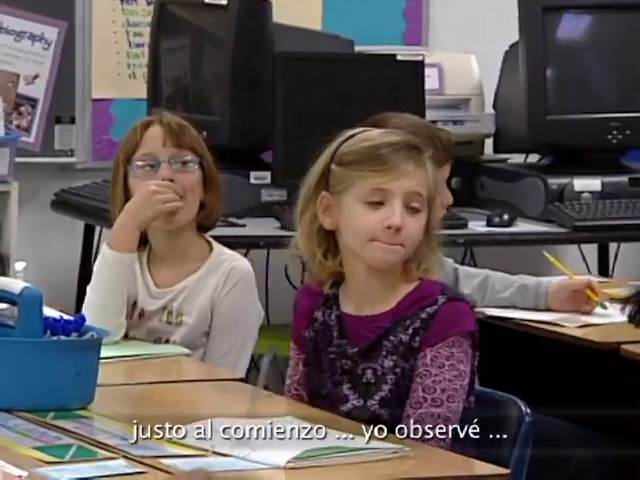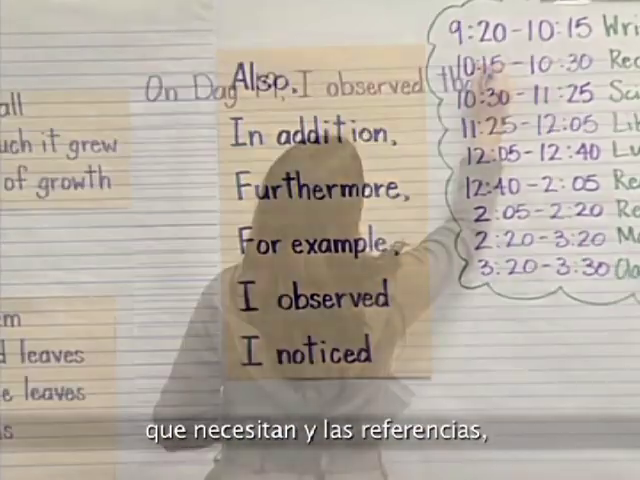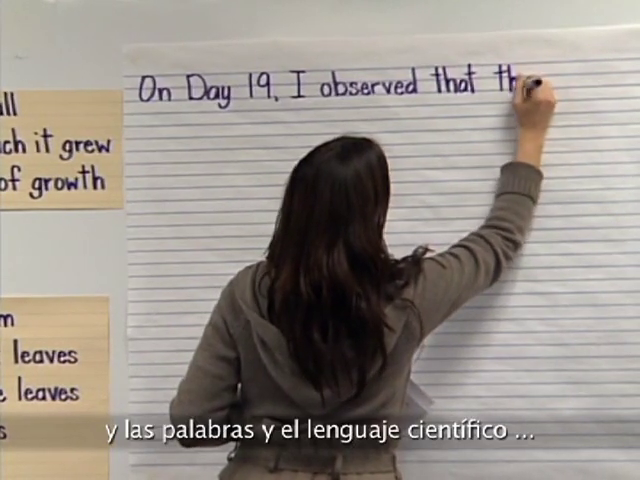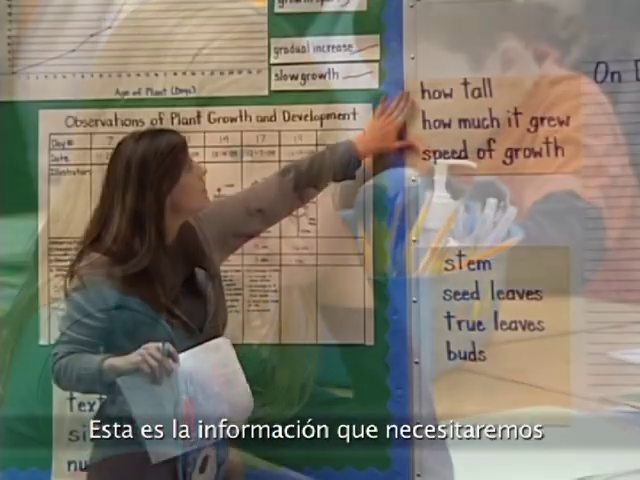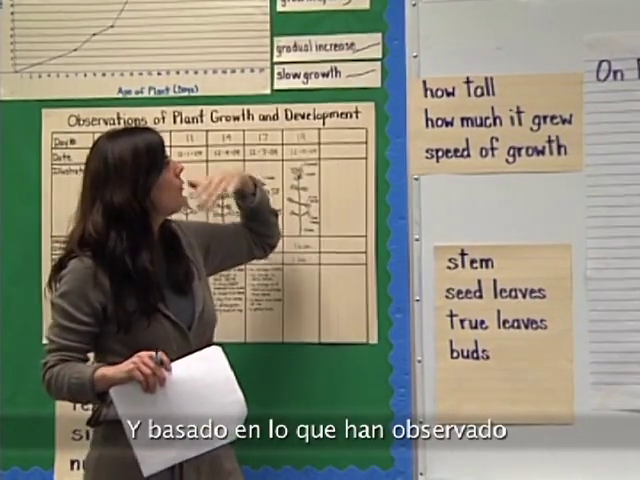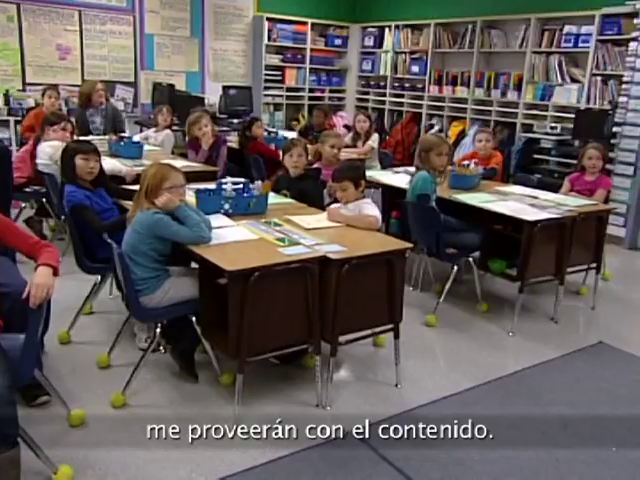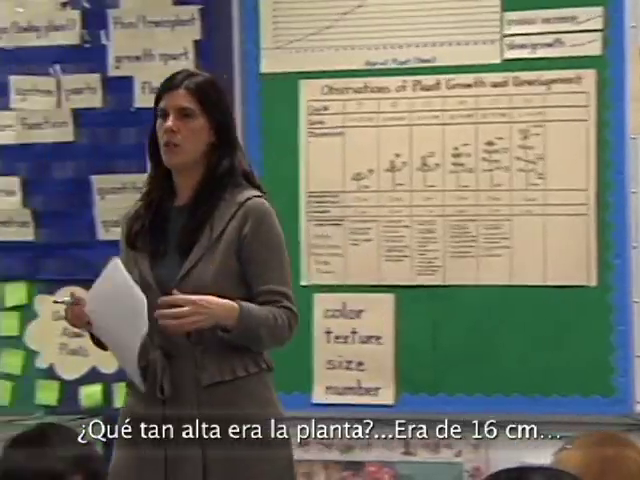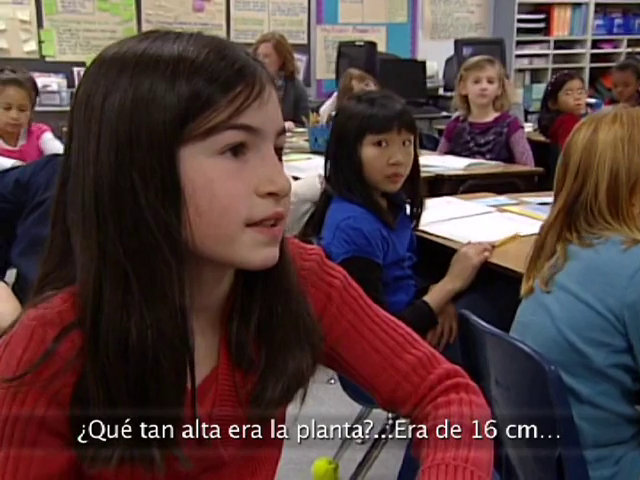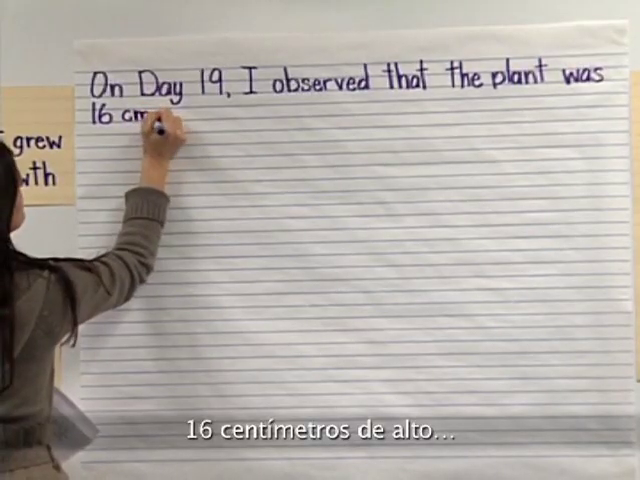I observed. I'm giving them the tools that they'll need and the frames and the words and the scientific language. This is the information that we'll need in this section. And based on what they observed and what they're talking to each other about, they're providing me with the content. How tall was the plant? It was 16 centimeters. 16 centimeters tall.